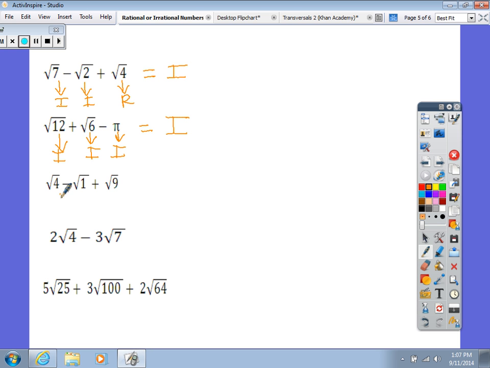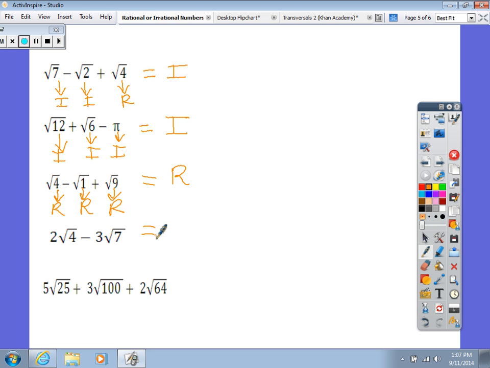All right? Square root of 4. Well, that answer is 2, so that must mean that this is rational. The square root of 1 is 1, so that means this is rational. The square root of 9 is 3, so that means this is rational. And if I look, I have all rational radicals, which means that my final answer will be a rational number. Now, in Algebra 1, we're not learning what is this final answer. All we're learning is to be able to predict, is it going to be a rational answer or an irrational answer in the end?